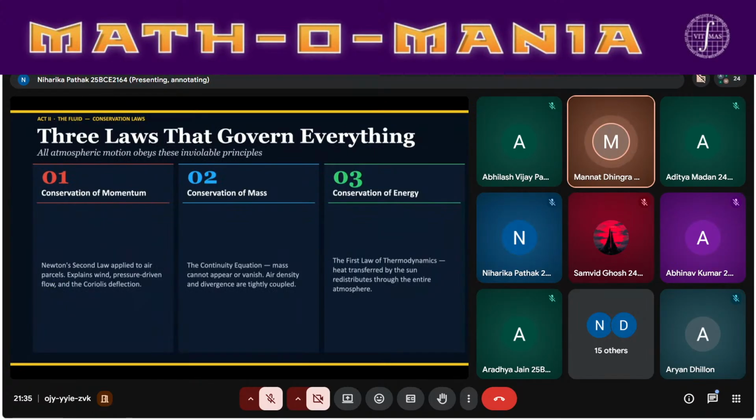Let's begin with the most fundamental idea in physics, which is the conservation laws. These laws are so unique that even nature never violates them. So we'll be talking about conservation of momentum. We'll talk about conservation of mass. We'll be talking about conservation of energy. So now let's begin with the first.